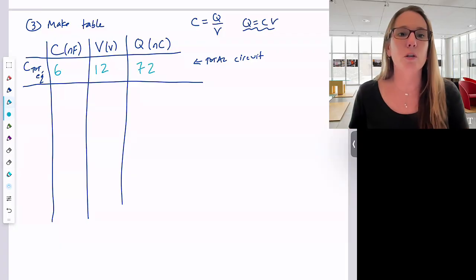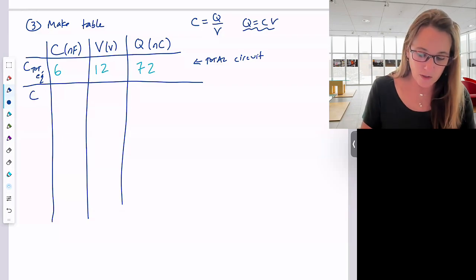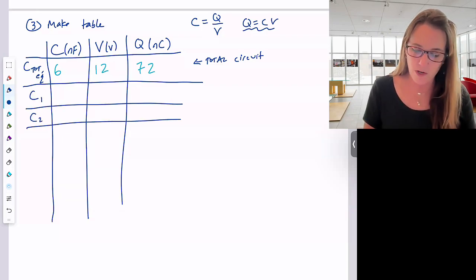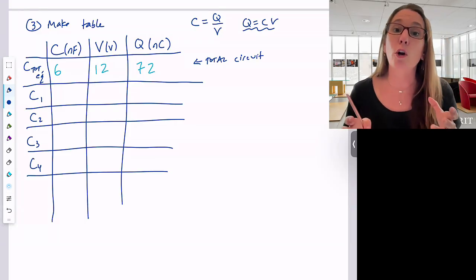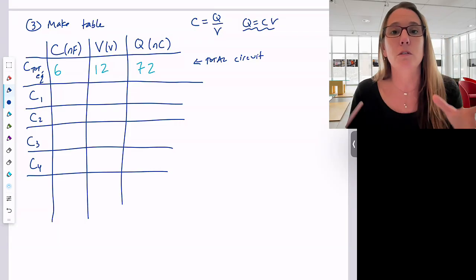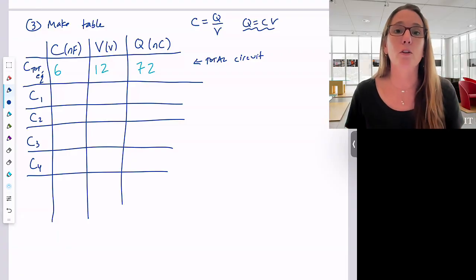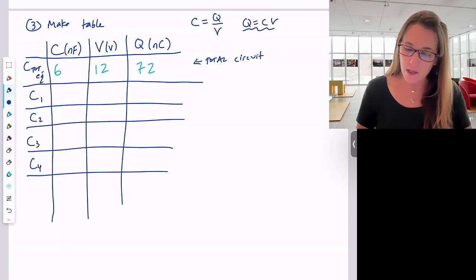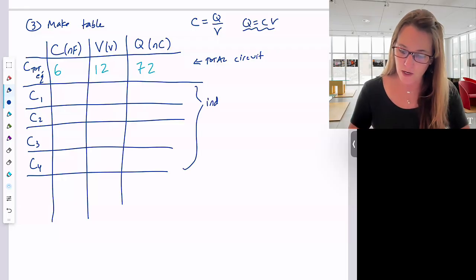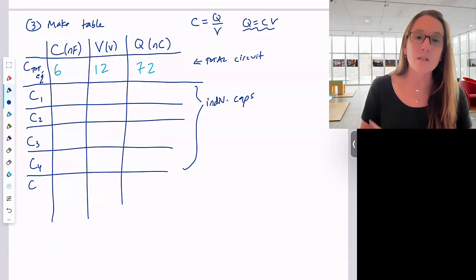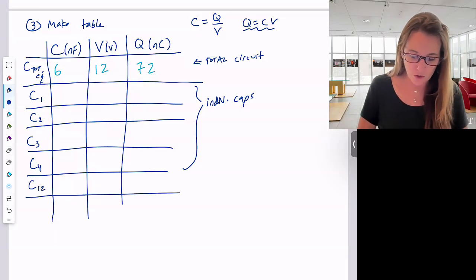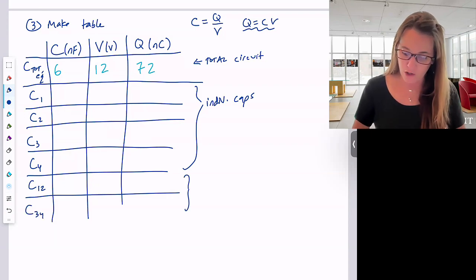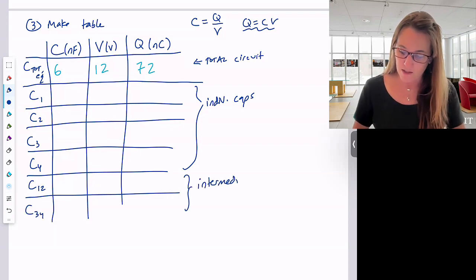So we have the total circuit at the top. And now I'm going to go ahead and list all of the individual capacitors. Now this might seem a little tedious at first, but it works out really nicely. It's a very organized way that you're not going to make careless mistakes if you can keep track of everything in one clear way. And so I'm going to put all of my individual capacitors. And then I'm going to put all of my intermediate steps. So remember I had a C12 and I had a C34. So these were going to be my intermediate steps.